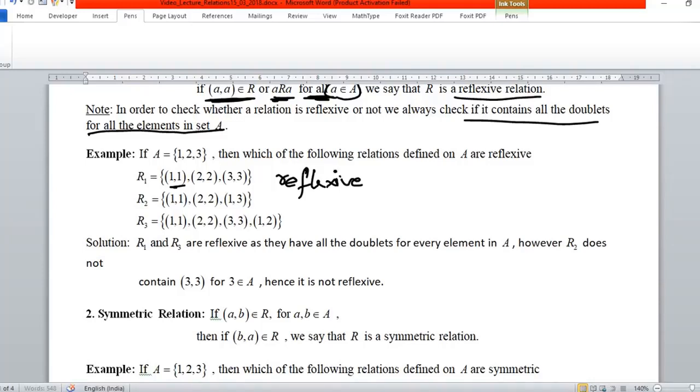Let us move on to the relation R2. R2 contains (1, 1), (2, 2) and (1, 3). Now R2 is not reflexive in nature as 3 belongs to set A but (3, 3) is not present in R2, so this is not reflexive. Let's move on to the relation R3. R3 contains (1, 1), (2, 2), (3, 3), and another element (1, 2). As the definition says, corresponding to every element in set A, we need all the ordered pairs, and R3 contains all the 3 ordered pairs, and hence it is also reflexive in nature.